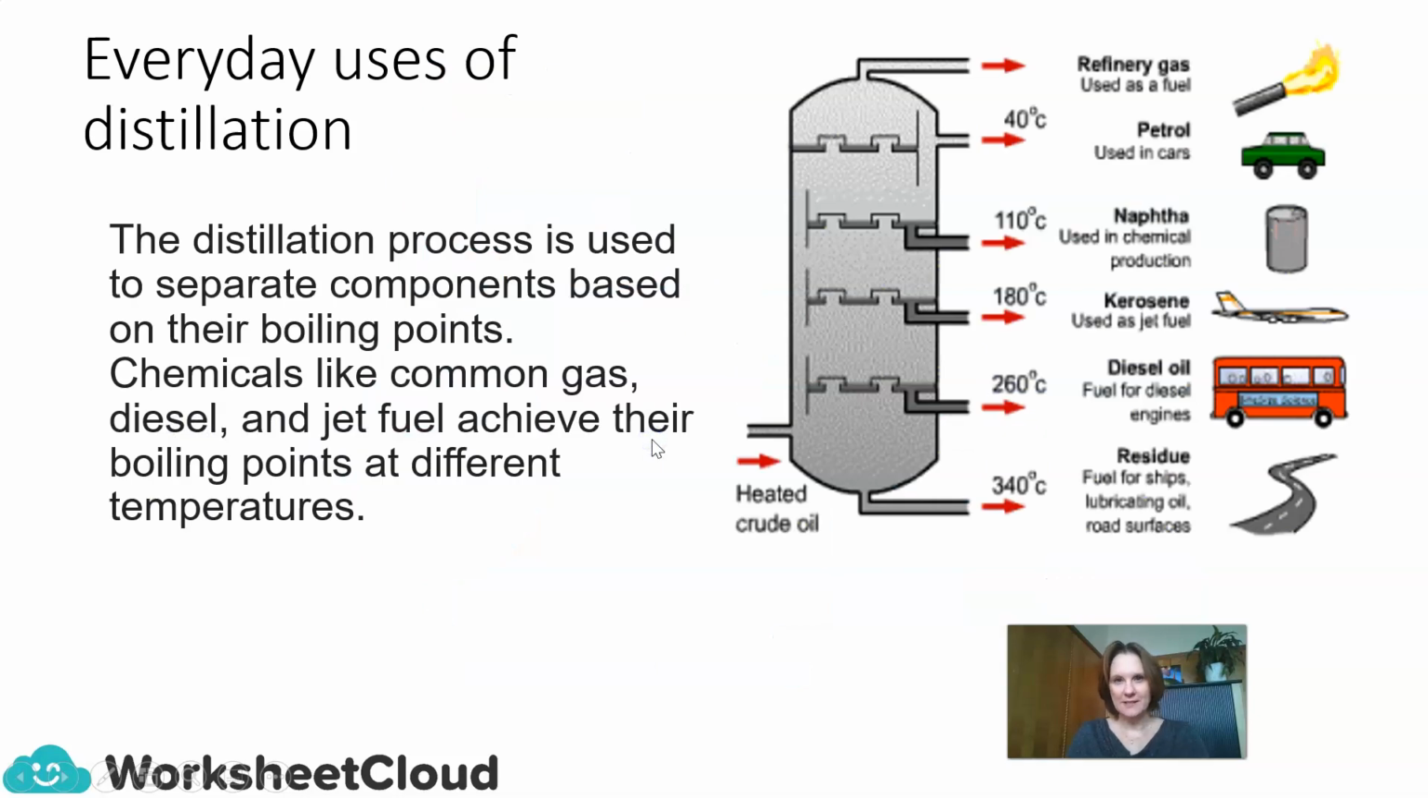Right, why do we have distillation in grade 7? Why do we need to know about it? Why do we have to separate a solution like that? The distillation process is used to separate components based on their boiling points, and it's very important in everyday life, and you'll understand why now. Chemicals like gas, diesel, and jet fuel reach their boiling points at different temperatures. So gas, petrol, and jet fuel all boil at different temperatures and start to evaporate.